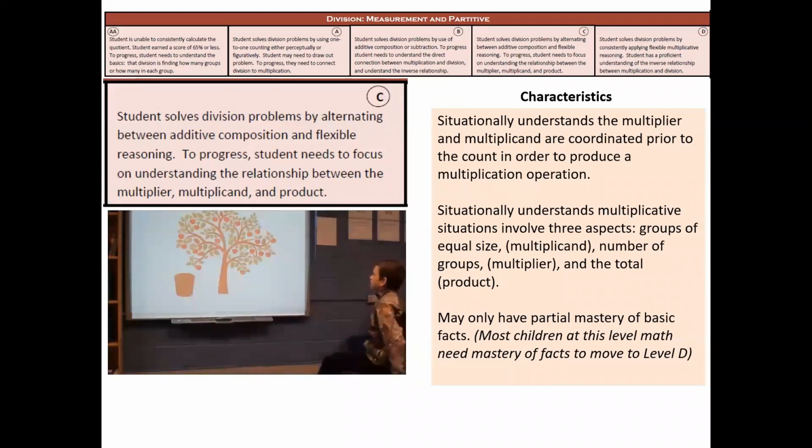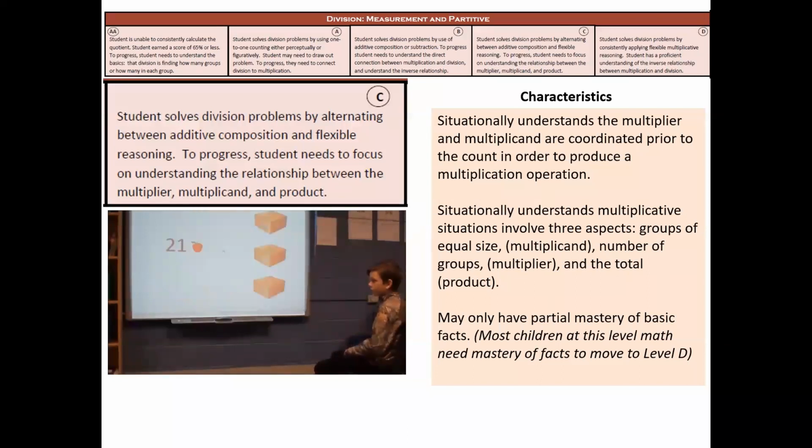The tree has 20 apples. 5 apples will go in each bucket. How many buckets are needed? 4. And how did you get that? I got it by 20 divided by 5. I automatically know. Well, first of all, I know 5 times 4 equals 20, and then 20 divided by 4 equals 5. Excellent.